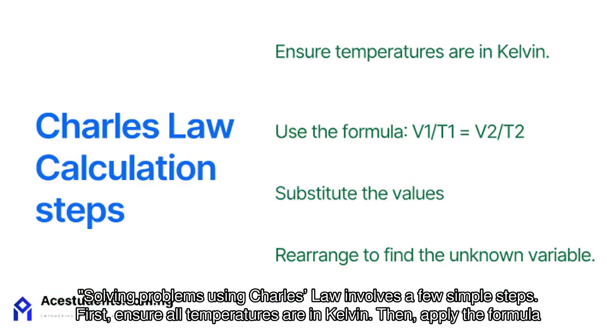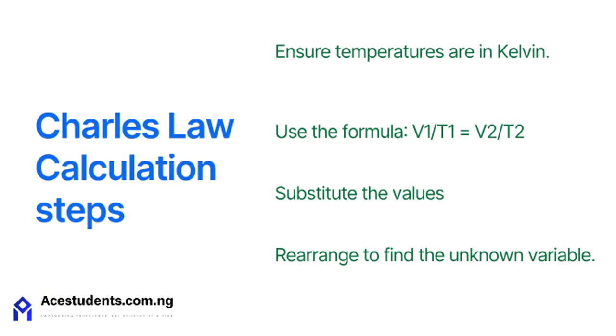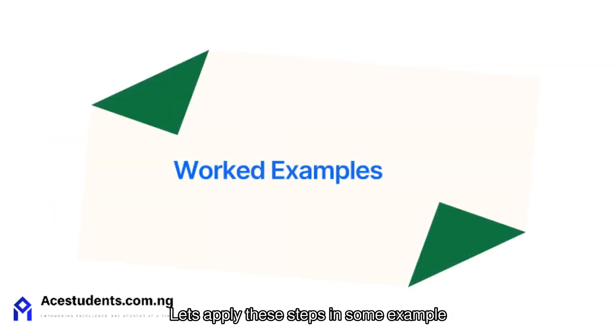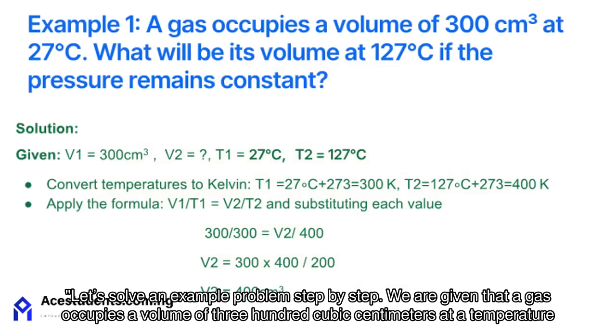Solving problems using Charles's Law involves a few simple steps. First, ensure all temperatures are in Kelvin. Then, apply the formula. Rearrange the formula to find the unknown variable, whether it's the initial or final volume or temperature. Let's apply these steps in some examples. Let's solve an example problem step by step.